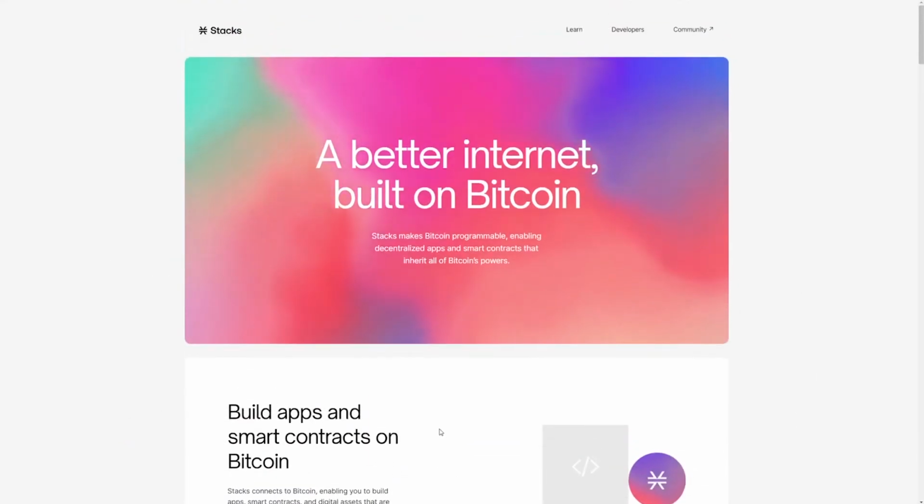Now let's start. So what is STX actually? They say it's a better internet built on Bitcoin because it makes Bitcoin programmable, enabling decentralized apps and smart contracts that inherit all of Bitcoin's powers. So STX is actually built on the Bitcoin blockchain, so not the Ethereum blockchain like ETH or the Cardano blockchain, but really the same blockchain as Bitcoin itself uses for its transactions.